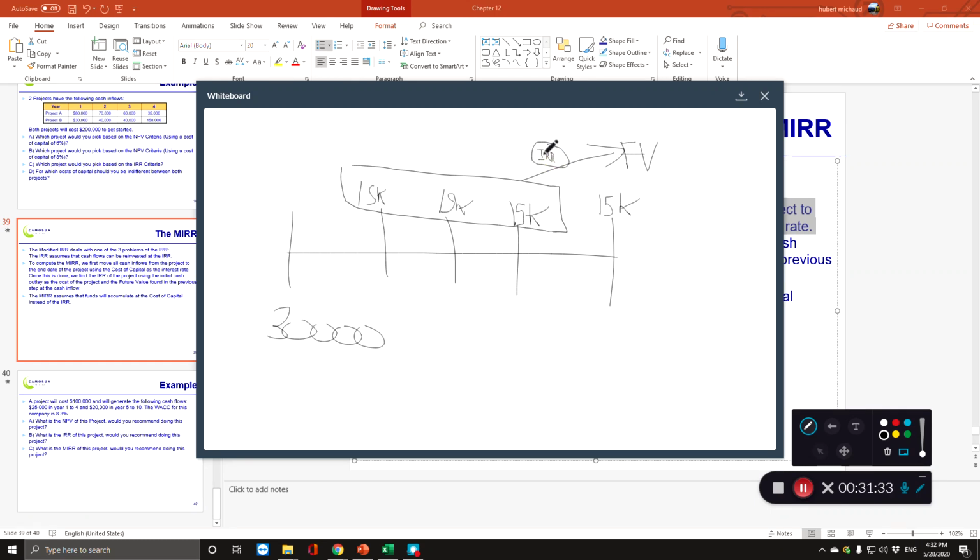A better rate of return to assume as our normal rate of return that we can generate is the cost of capital. So instead of using the IRR to move them forward, we take all of these cash flows, move them forward, and find their FV by using our cost of capital as the interest rate. Once we've done that and moved all these cash flows here, we compute the IRR of this project with the FV here and the 30,000 as our initial investment. By calculating the IRR of this project, we effectively calculated the MIRR. It's really not that hard to do.